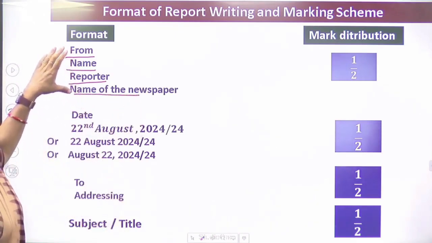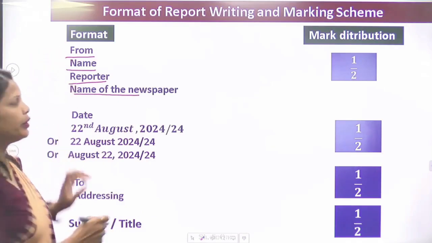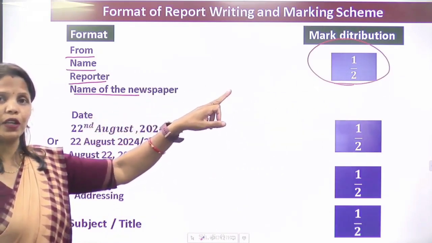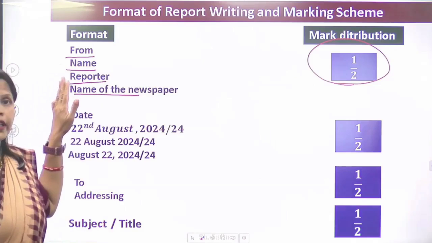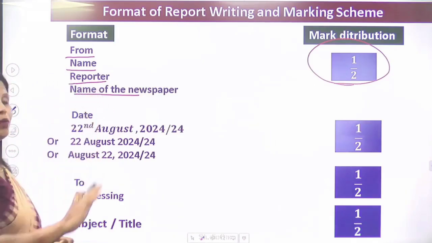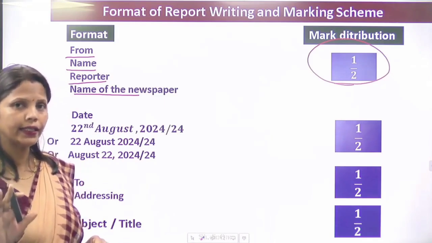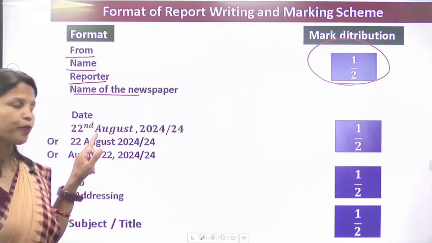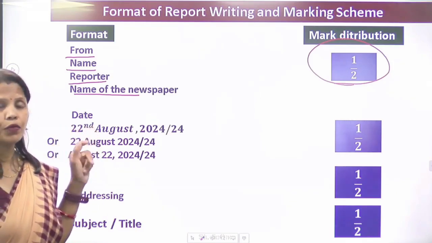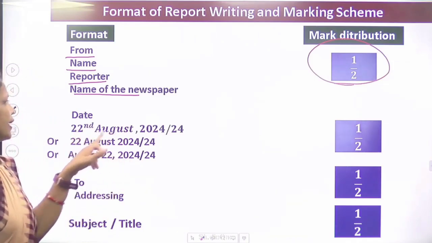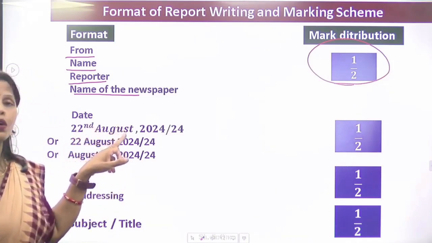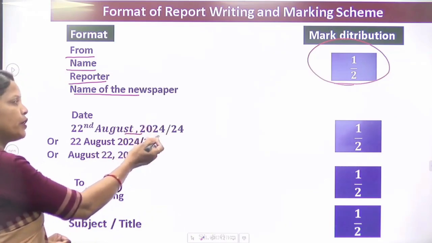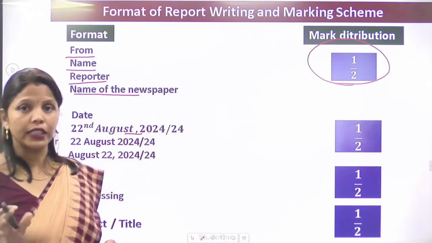For this part, we will check it carries half mark. So: From, then Name, then Reporter, then the name of the newspaper. Now comes the next: your date. Today's date is 22nd August, so we can write the date like this: 22nd August, comma must be there, 2024 or only 24.